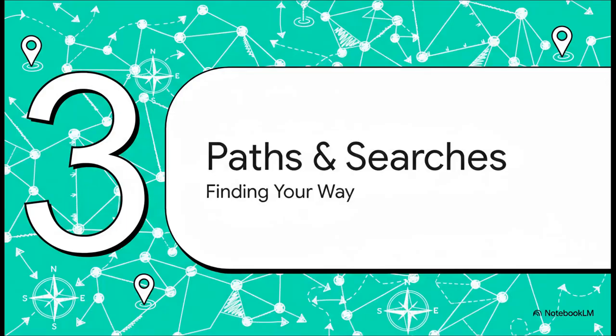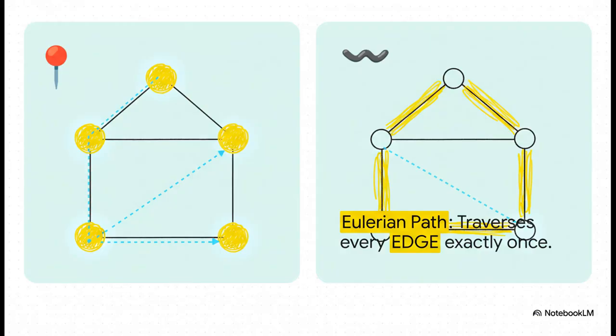Okay, we've got the blueprints for our networks. Now let's talk about how to get around inside them. This section is all about paths, walks, and searches. Basically how we get from point A to point B. You've really got to focus on this one because exams love to try and trip you up here.